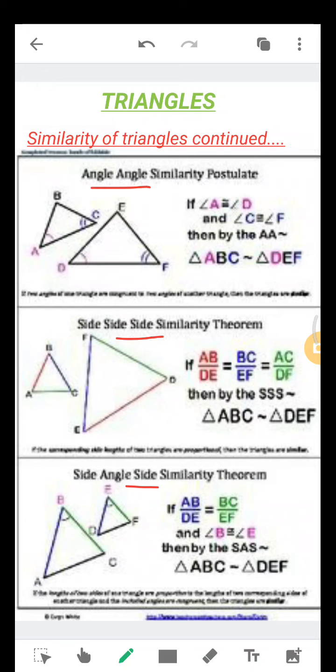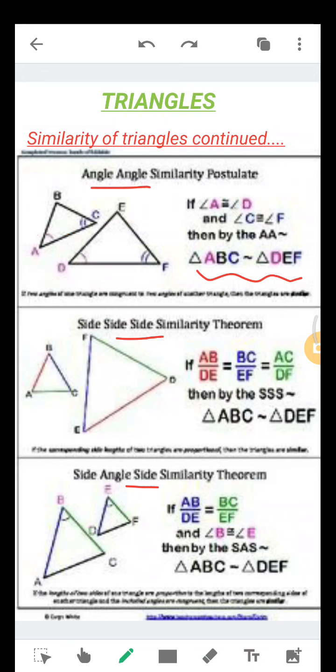I said that if two angles of one triangle are equal to two angles of another triangle, then those two triangles are similar by the AA rule. The third angle will be equal anyway, so you can skip it or include it, that's your choice. In this case angle A is equal to angle D, angle C is equal to angle F. So these two triangles become similar.